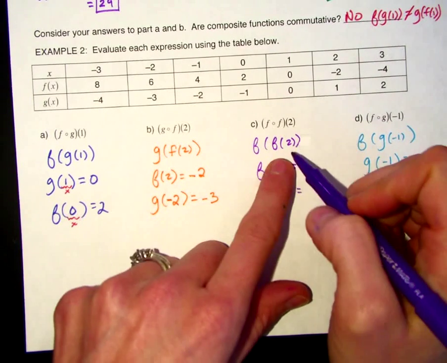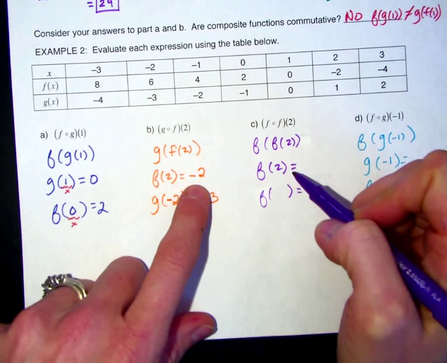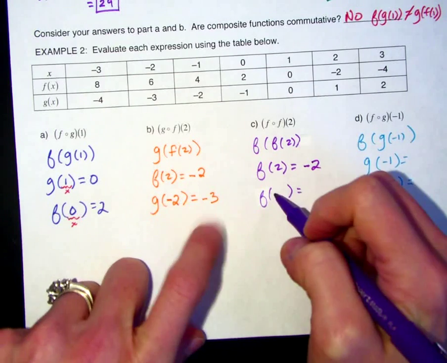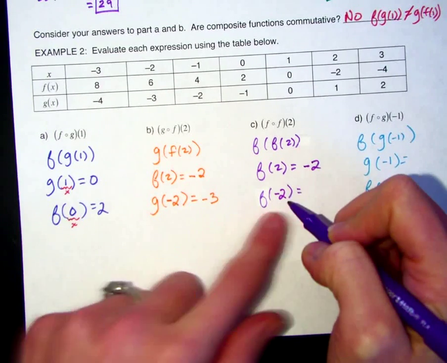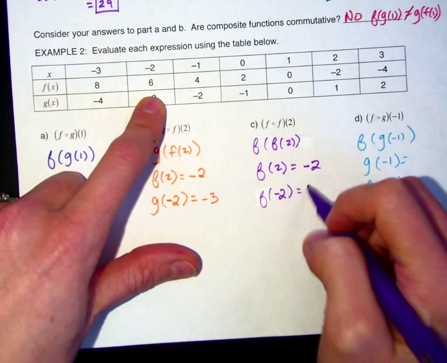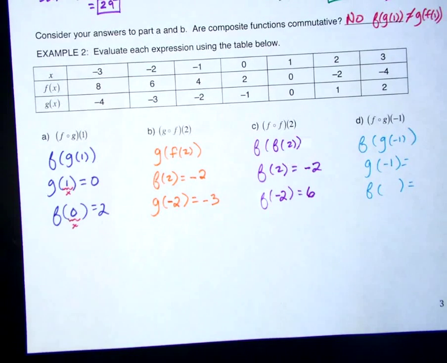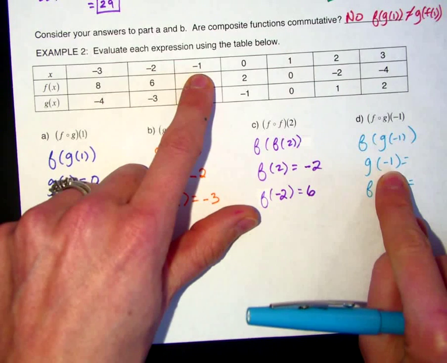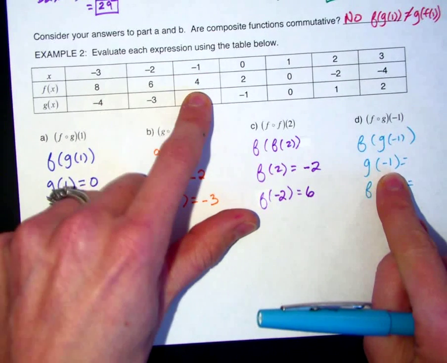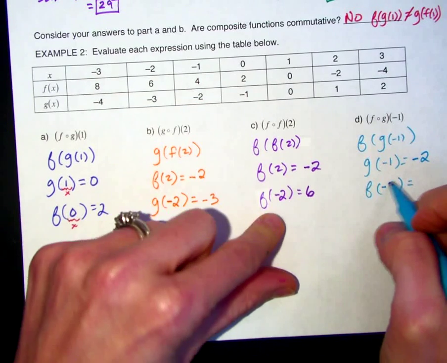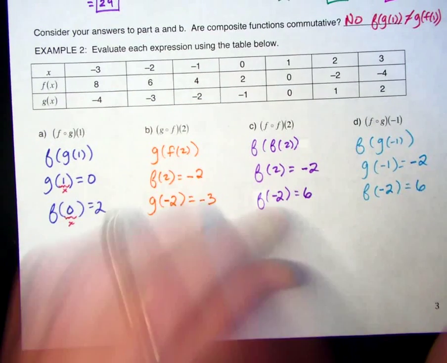F of 2, we already know f of 2. F of 2 is -2. And then f of -2, so we come up here. -2, f of -2 is 6. G of -1, so we find -1 for x. G is -2. And then f of -2 we already know is 6. Any questions about those?